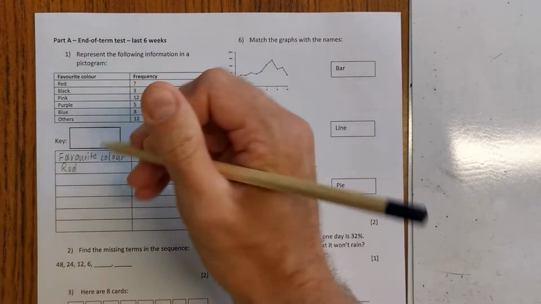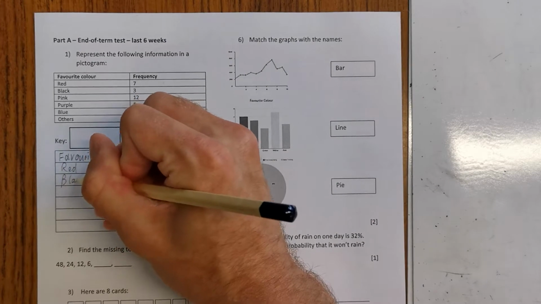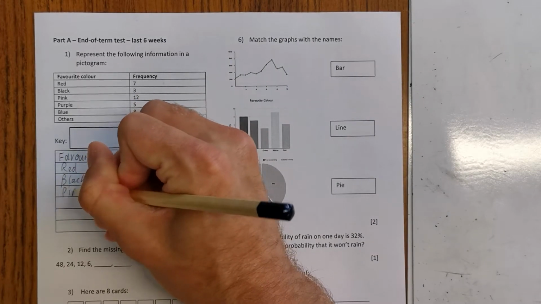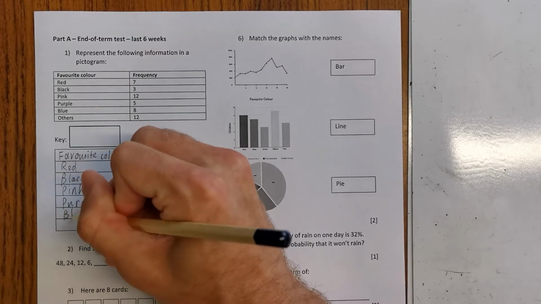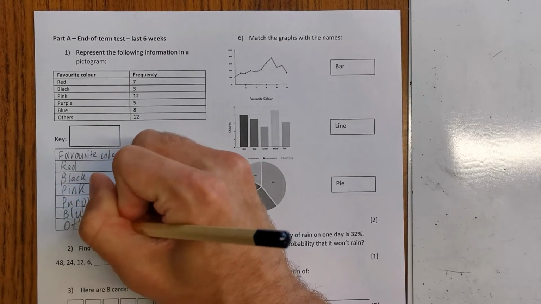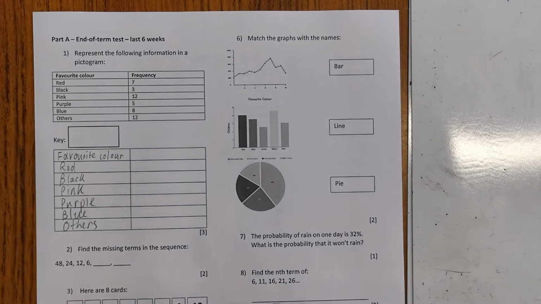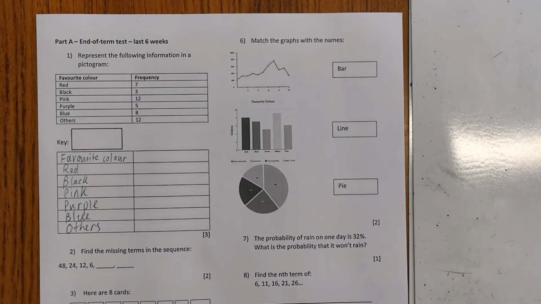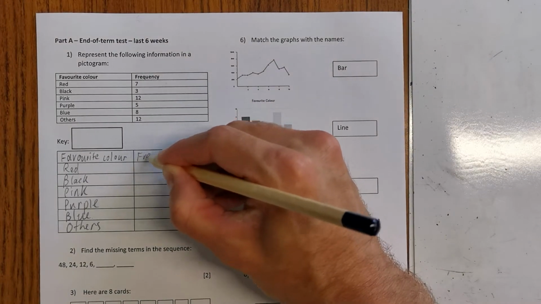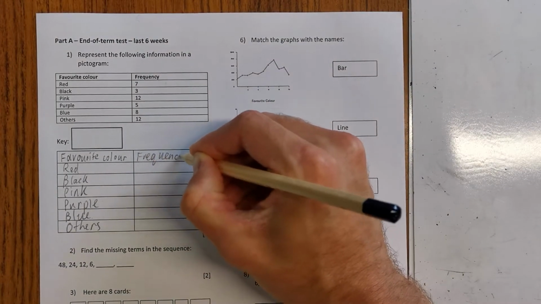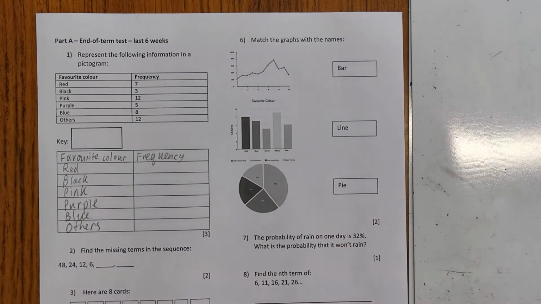Okay, red, black, pink, purple, blue, and others. Okay, now with a pictogram, you need to represent the information using pictures. Okay, you can copy this. Copy this title as well, by the way.